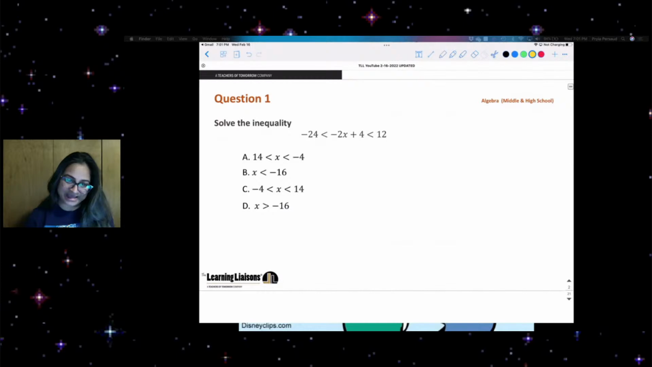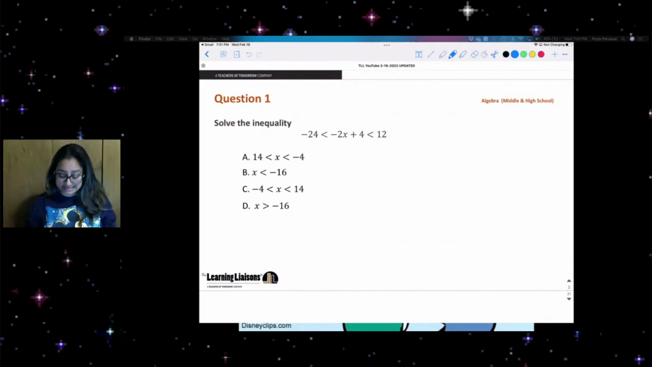Question 1. All they're asking us to do is solve the inequality, and we have an inequality there. So what do we do when we see an inequality? We treat the inequality as if it's an equal sign, so it's not going to trip us up. But here we have two inequalities, so we know we have to do something a little bit different, right? We're not going to put everything to one side like we normally do. This time we have to change it up a little bit.